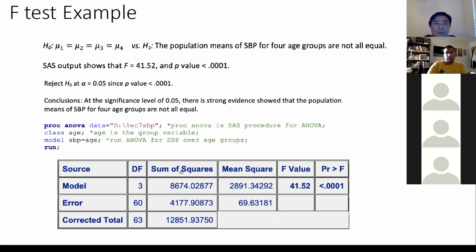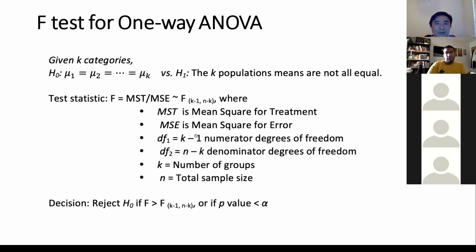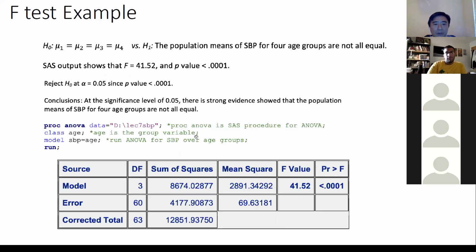SAS will output the ANOVA table as I show here. It's basically the same configuration, the same display, but you need to explain it in terms of your study question. In this question, you have 3 degrees of freedom for age, and then the sum of squares for age, and the mean square is equal to the sum of squares divided by the degrees of freedom. So basically 2891 is equal to 8674 divided by 3.